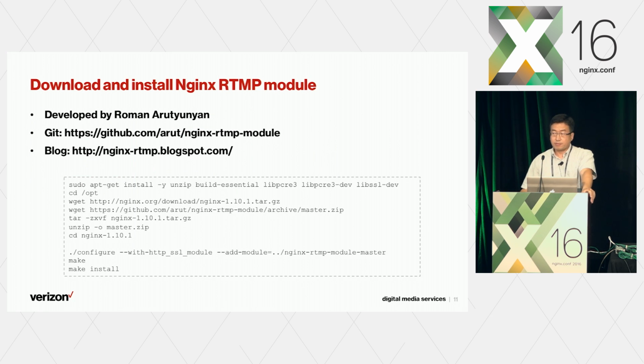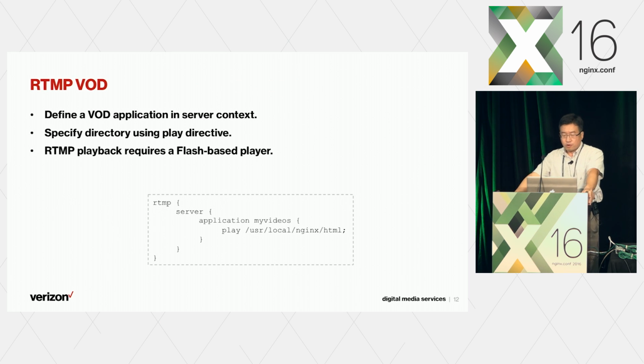The NGINX RTMP module can be downloaded from this Git location, and all information about it can be found on the developer's blog. You should download the NGINX source and the RTMP module source, and then you compile NGINX using the RTMP module as an added module, and you install it. Then your NGINX is going to work as a streaming server. If you install the NGINX RTMP module, then you can offer RTMP streaming.